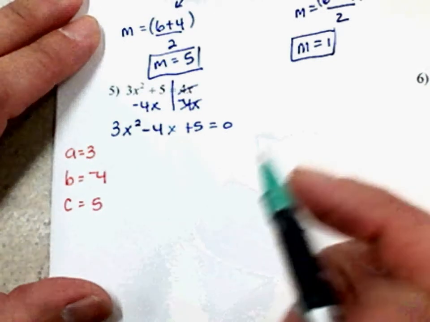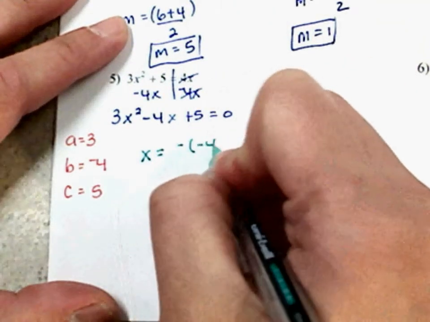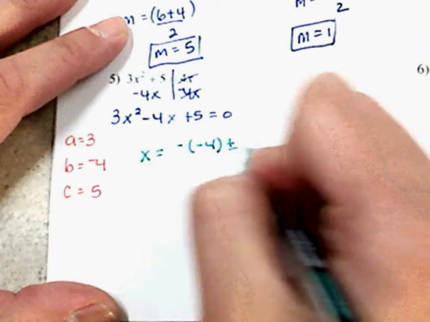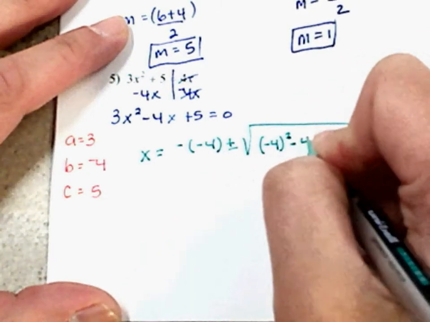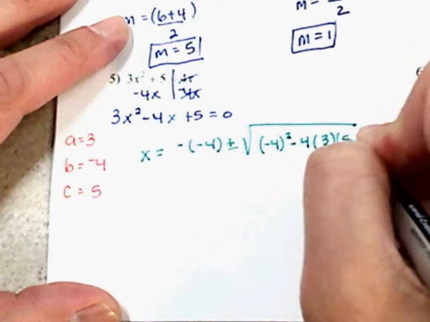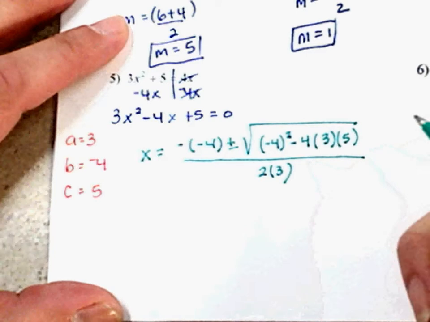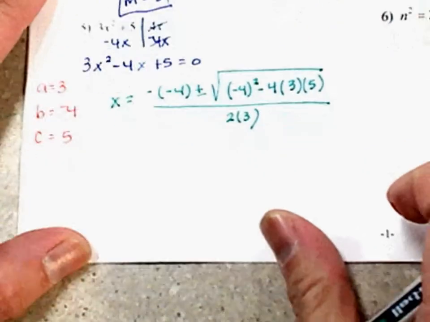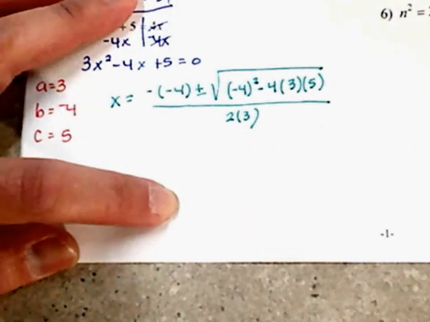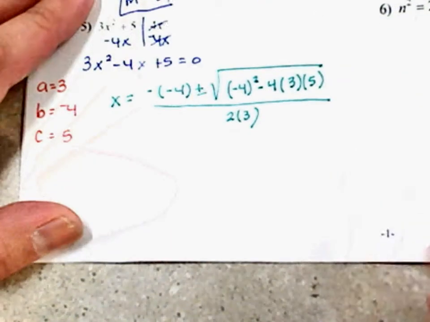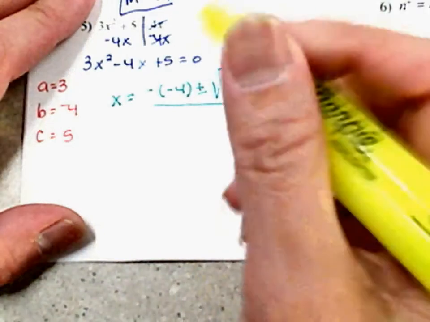x equals negative b, which is negative 4, plus or minus the square root of negative 4 squared, minus 4 times your a times your c, all of it over 2 times a. Now, you notice I just plug it in every single time. All right? Do this part first. Always do your discriminant first. Okay, here we go.